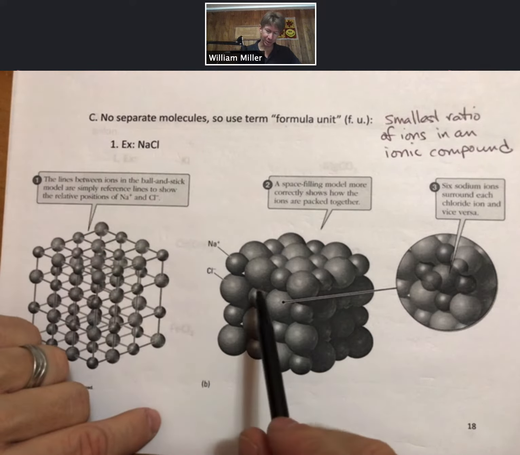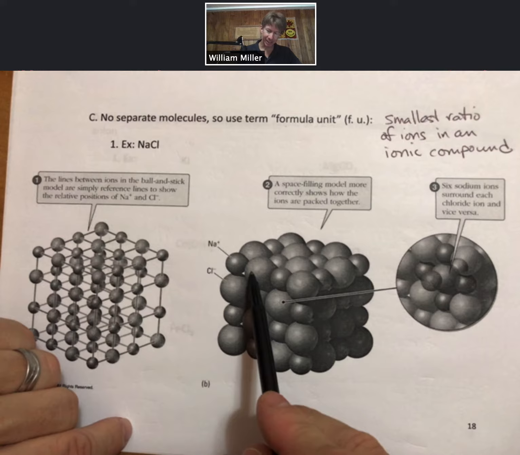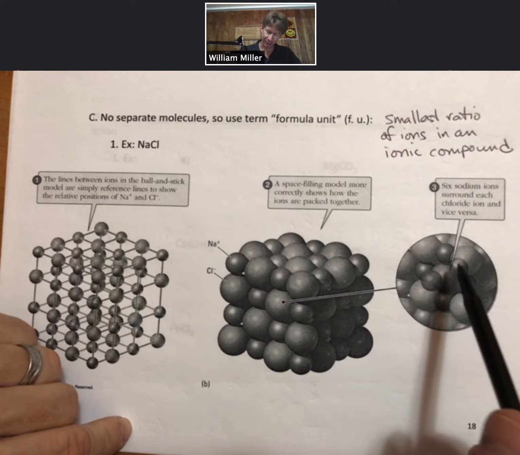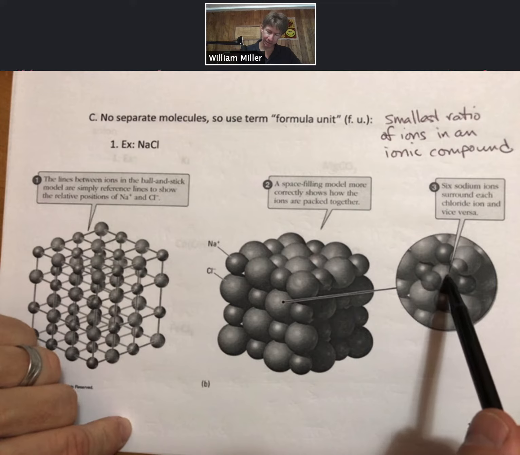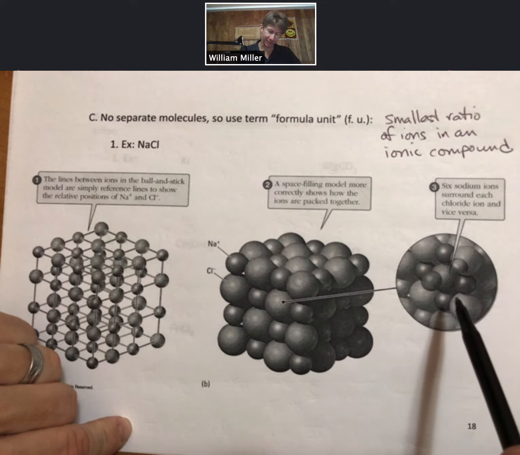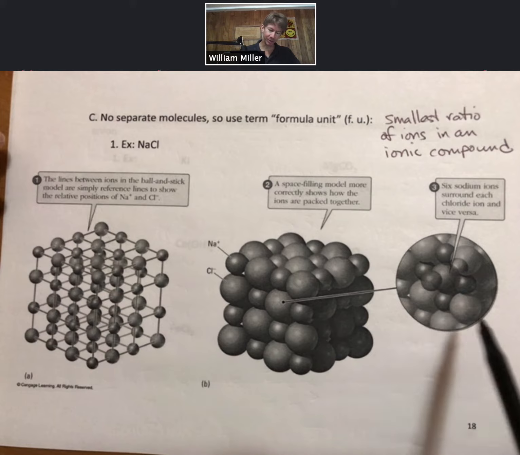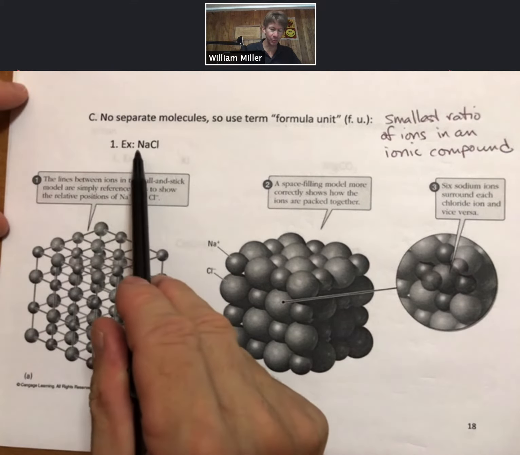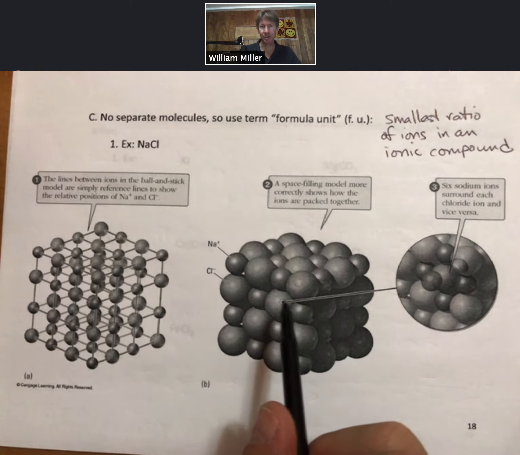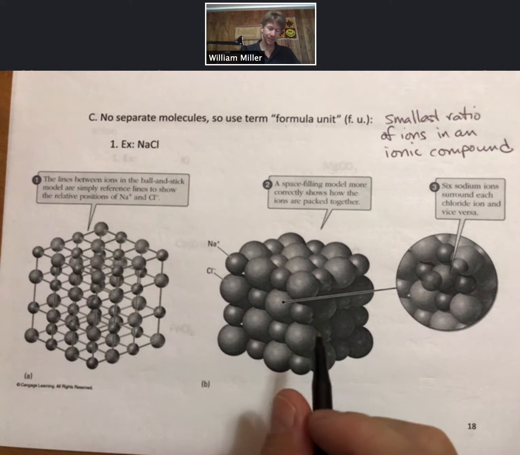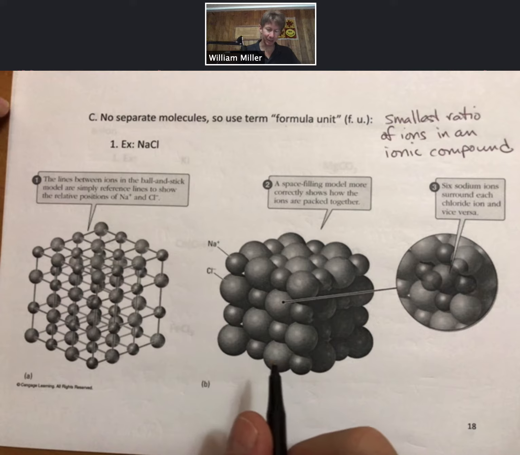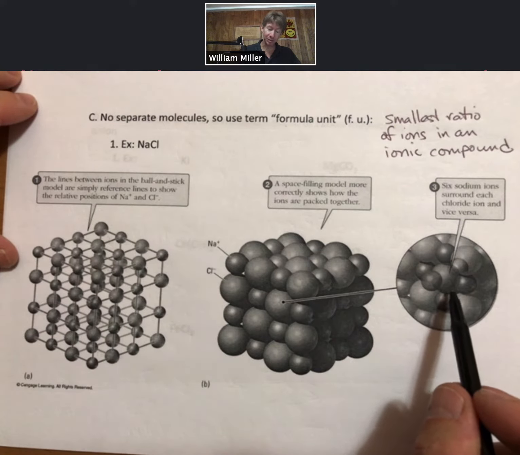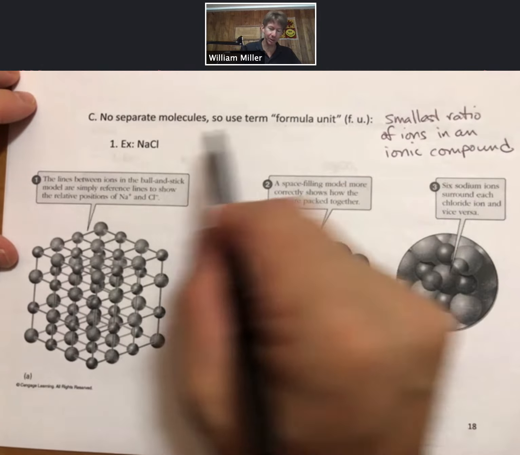And then this is what's called a space-filling model, and then you can also think of something called the unit cell, where you look at one particular chloride and then how many sodiums are around it. These are all 3-dimensional pictures of sodium chloride, and they all represent what we think of when we think of sodium chloride, the ionic compound. So all of these pictures have as their simplest formula, or their formula unit, NaCl.